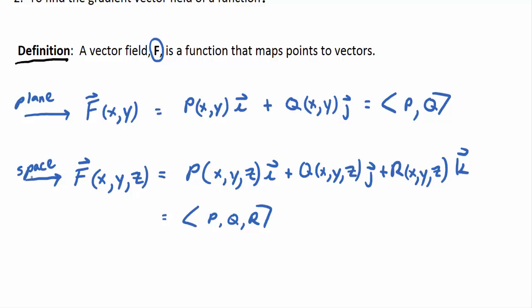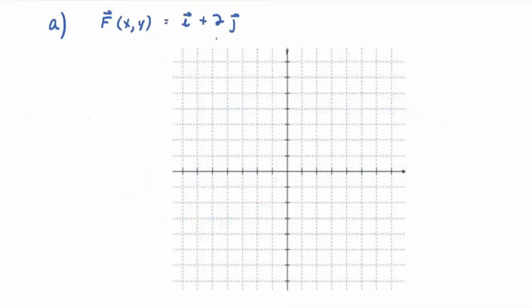So let's look at a few examples. The vector field is a constant: i plus 2j, which is the same as 1i plus 2j, or in component form, 1, 2. So you always get the same vector no matter what the input. That's about the easiest vector field I can think of. And the way we map a vector field is we make the input point the tail. Okay? So that's worth writing down.